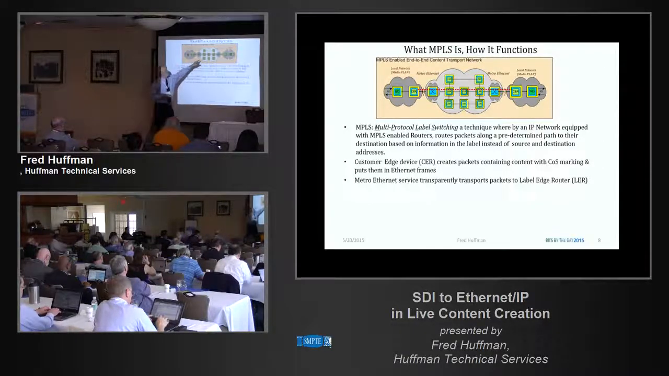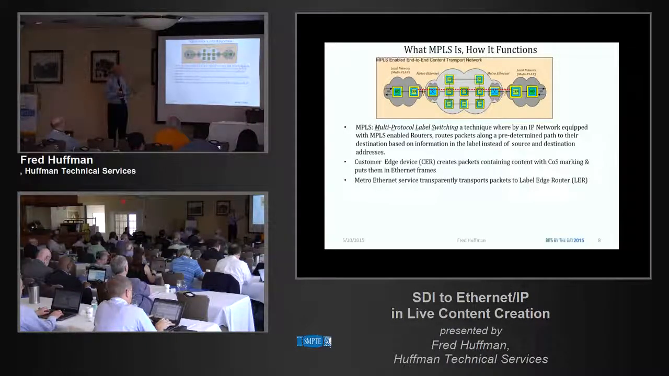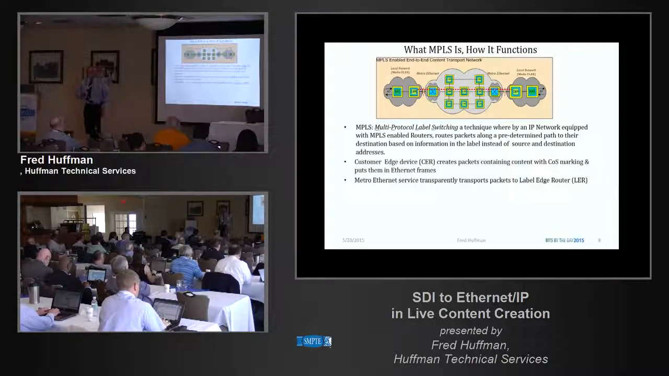The other thing the label edge router does that's key to this process is it knows about the entire rest of the network, where all the other MPLS-capable or MPLS-enabled routers are, and it creates a path through the network, or sets up a virtual private line through the network, that every router that's MPLS-capable can then use to forward the label switch packets.